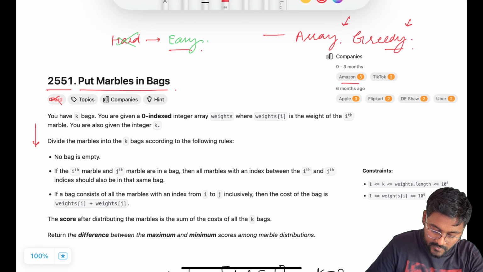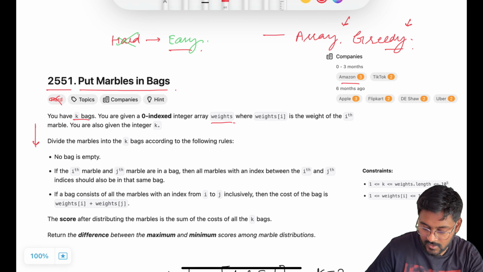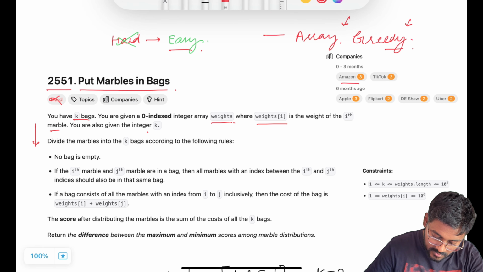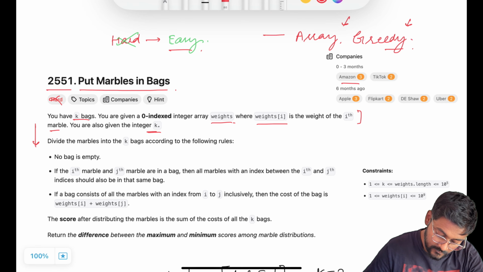They say that we have k bags, and apart from that, we are also given a zero-indexed integer array weights, where weights[i] is the weight of the ith marble. You are also given an integer k. These are the things given to us, and we have to divide the marbles into k bags according to the following rule. No bag is empty.